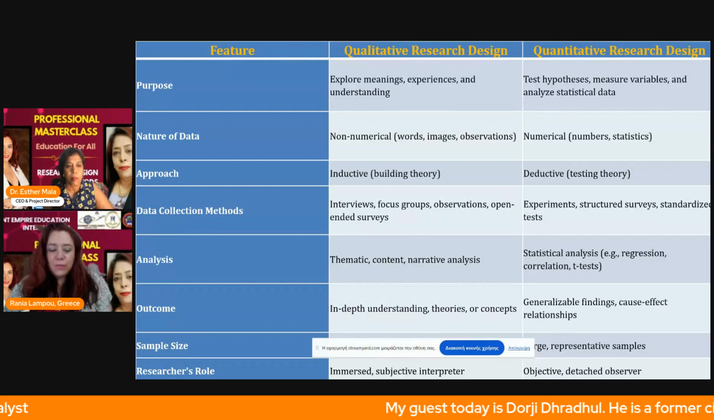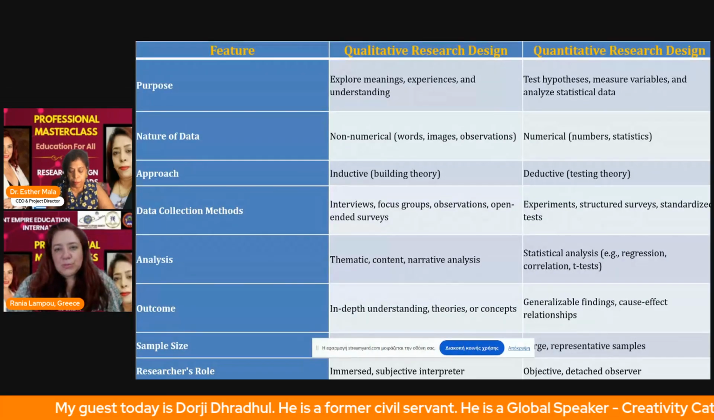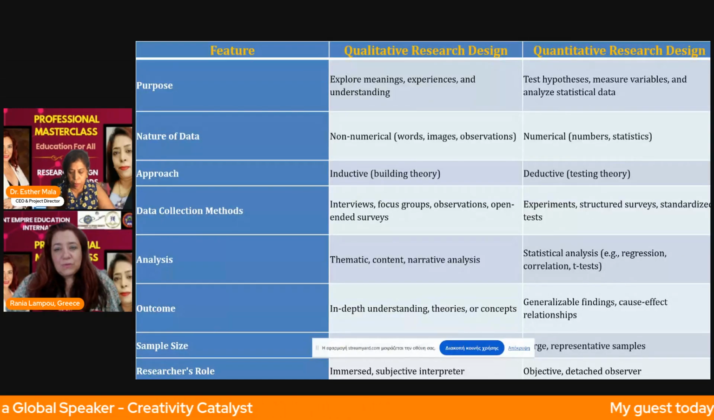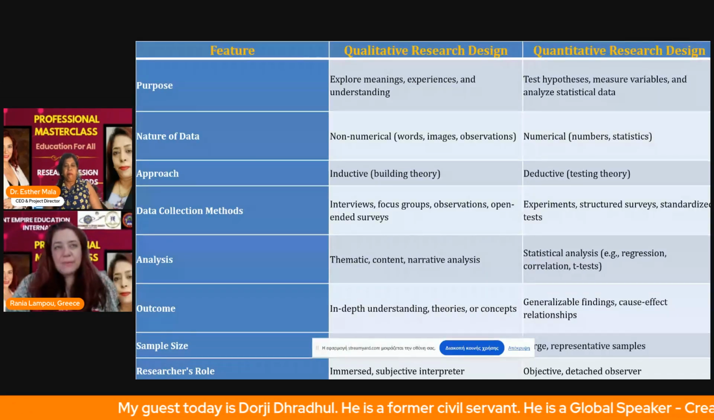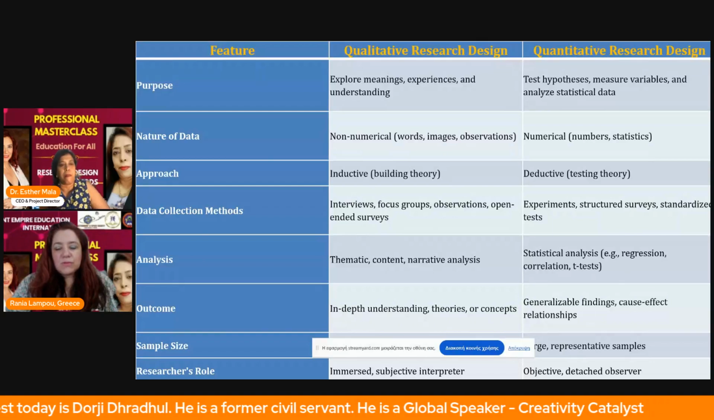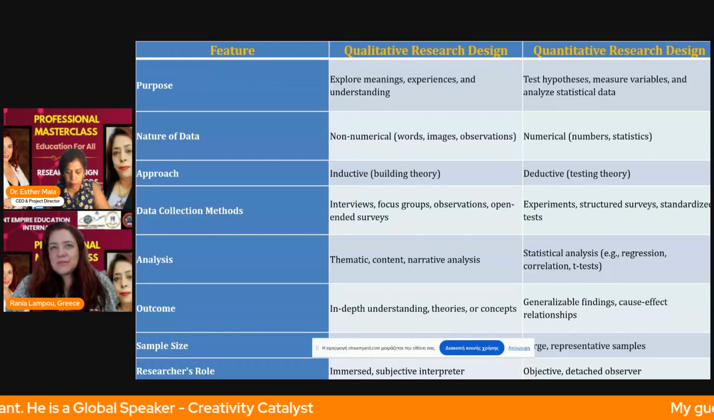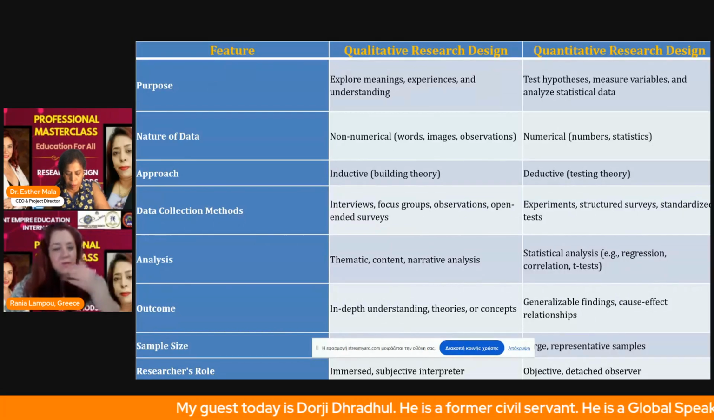Let's give an example. What is the study topic? Let's say that we want to explore students' experiences with online learning during the pandemic. What is the method that we use? Conduct in-depth interviews with 15 university students and analyze emerging themes. This is the qualitative example. The quantitative example, the study topic would be to measure the impact of daily screen time on academic performance. And the method that will be used is to distribute a structured questionnaire to 300 high school students and analyze the data using statistical software.